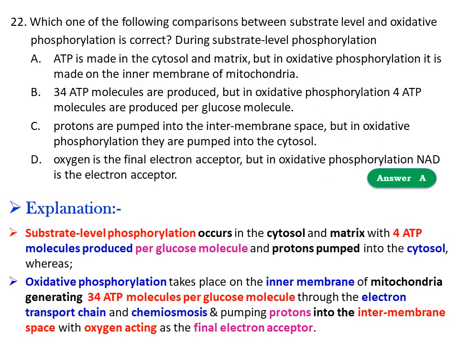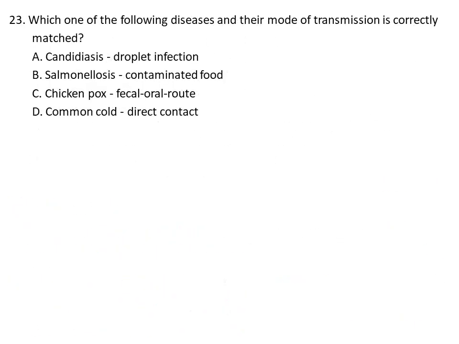Substrate level phosphorylation occurs in the cytosol and the matrix, where 4 ATP molecules can be produced per glucose molecule, and protons are pumped into the cytosol. Whereas oxidative phosphorylation takes place in the inner membrane of the mitochondria, generating 34 ATP molecules per glucose molecule through the electron transport chain and chemiosmosis, and pumping protons into the intermembrane space, with oxygen acting as the final electron acceptor.